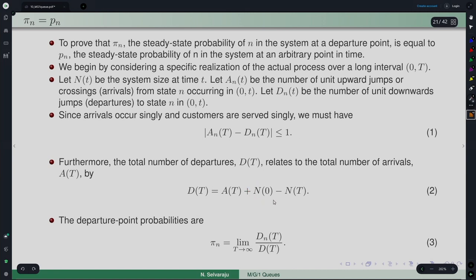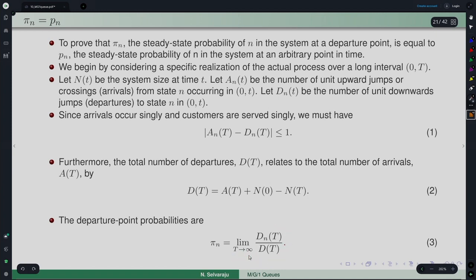Further, the total number of departures which has happened in the interval 0 to capital T relates to the total number of arrivals by this. N(0) is the initial number when you are starting the system at time 0, N(t) is the current one. The number of arrivals that has happened is A(t), plus the initial one. So, this was the total number who were either in the system or arrived in 0 to t, and N(t) is the current number. So, the departure is essentially the difference of these two. And hence the departure point system size probabilities: this is the total number of departures, and this is D_n, which is how many times it is leaving n or reaching n. This is the proportion in the interval 0 to t.